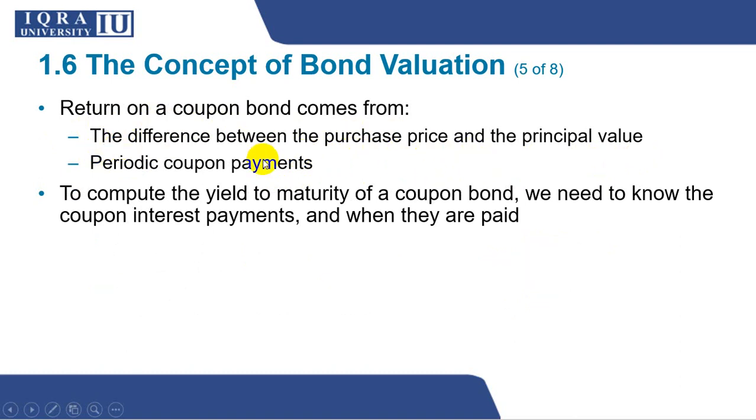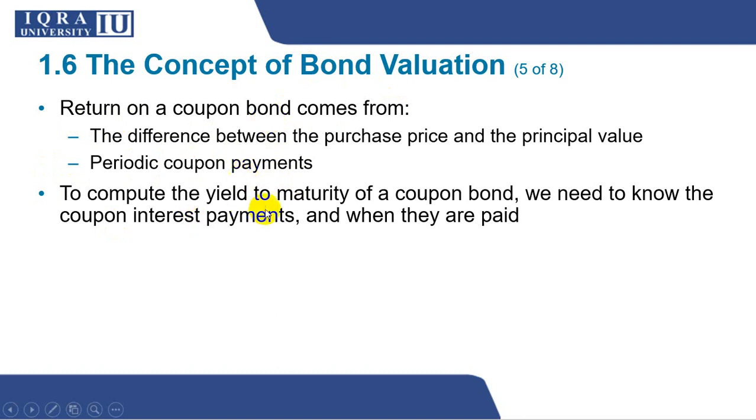The purchase price may be lower than the principal value. Principal value, as we just saw, is the face value or the par value that is written on the bond. But sometimes you can purchase it at a lower value, or sometimes at a higher value. So periodic coupon payments. These are the two sources for the return on the coupon bond.